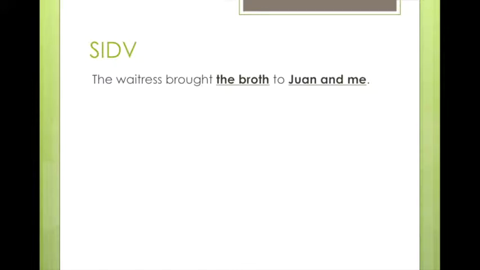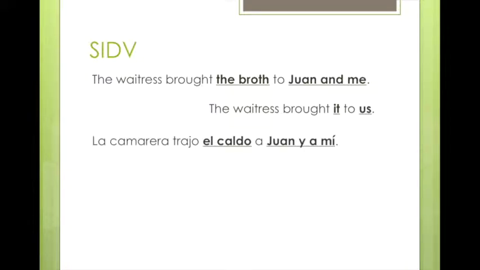So in the sentence, the waitress brought the broth to Juan and me. In English, to make it a double object sentence, we'd say the waitress brought it to us. In Spanish, we'd say la camarera trajo, the waitress brought, el caldo a mí y a Juan. What did she bring? The broth. So we replace that with lo, because that's the direct object. Who did she bring it to? Us. That's nos. So to reorder the sentence, we actually flip it around, put them before the verb, and we have la camarera nos lo trajo, or literally, the waitress to us, it brought.